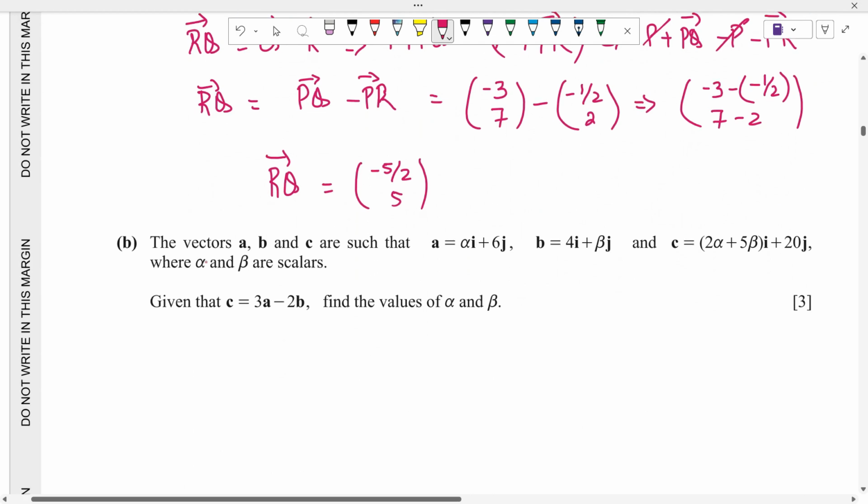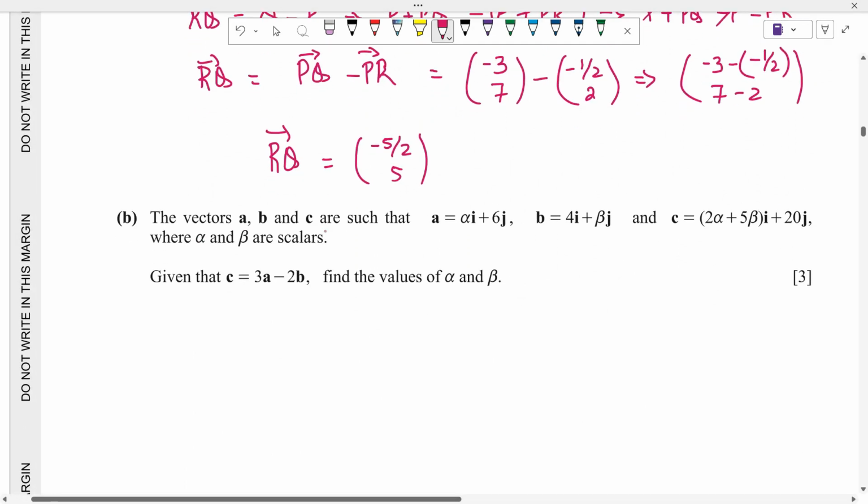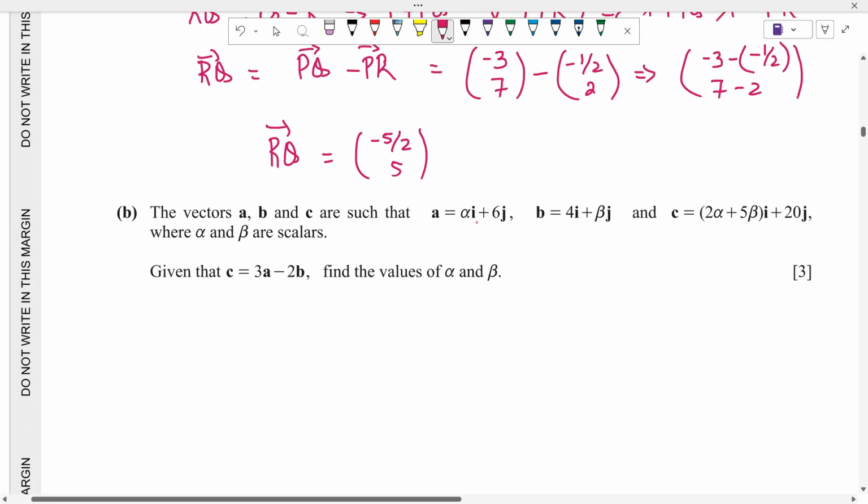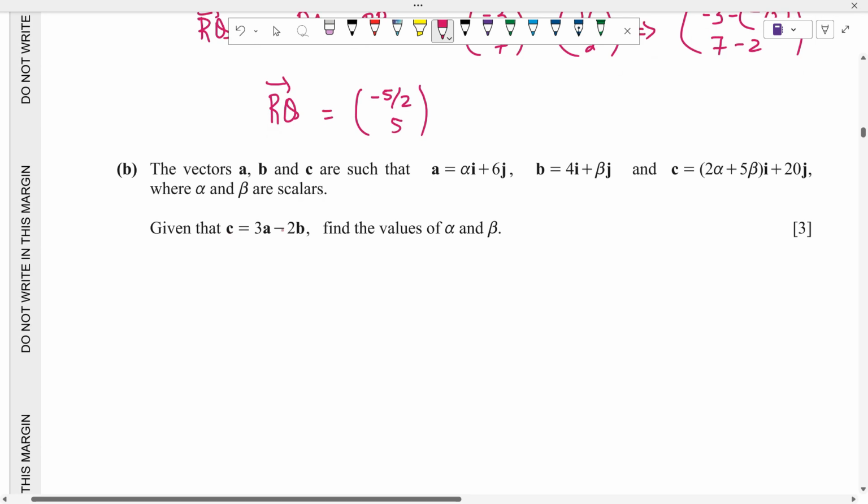Okay, let's move to part B. The vectors a, b, c are such that a is equal to alpha i plus 6j and b is equal to 4i plus beta j and c is equal to (2 alpha plus 5 beta) i plus 20j, where alpha and beta are scalars. Given that c is equal to 3a minus 2b, find the values of alpha and beta. So it is given that c is equal to 3 times a minus 2 times b.